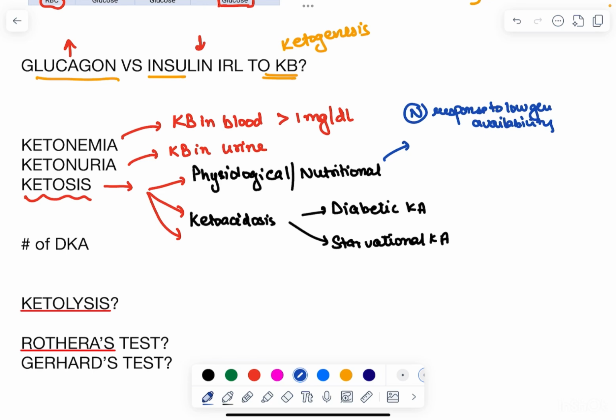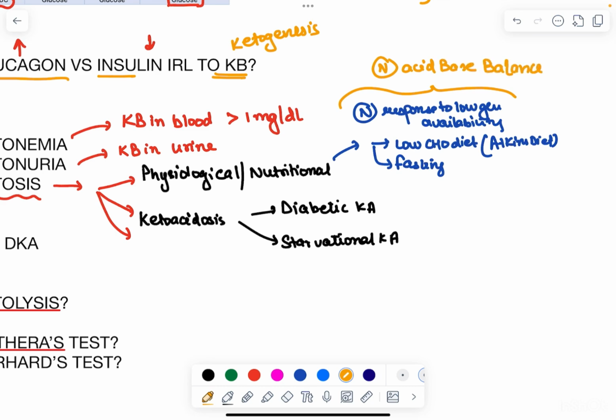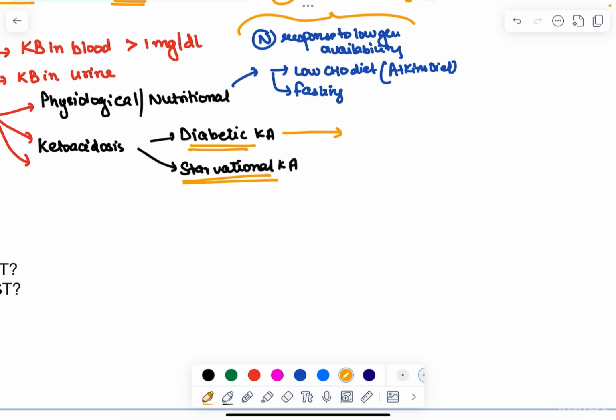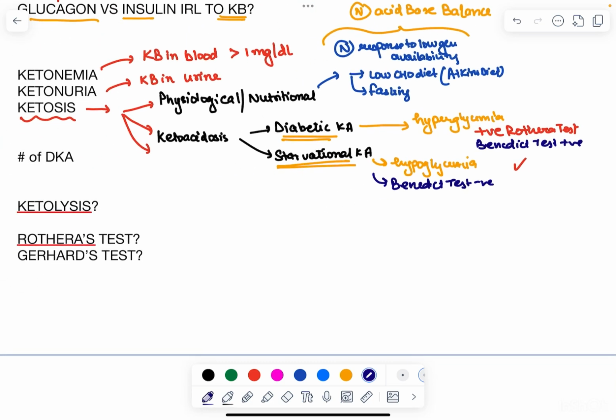We see celebrities taking keto diets, right? They follow a low carbohydrate diet and take more protein, so it's also called the Atkins diet. And in fasting too, in all of these you will have normal acid base balance. But in diabetic ketoacidosis and starvational ketoacidosis, what will happen? In diabetic ketoacidosis you will have hyperglycemia; in starvational you will have hypoglycemia. Rothera's test is positive in both, but in diabetic ketoacidosis the Benedict test is also positive, while in starvational the Benedict test is negative.